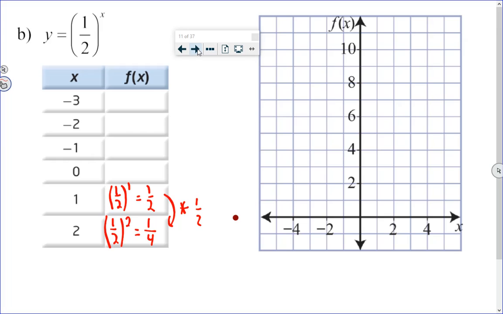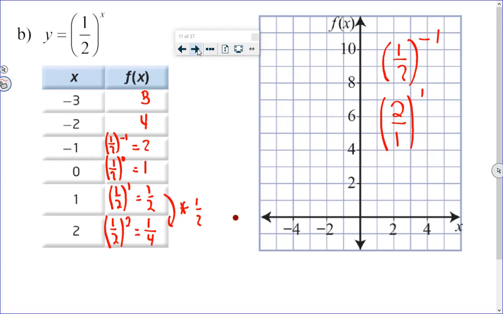If we put in 0, this will be 1/2 raised to the 0, which is 1. This will be 1/2 raised to the -1. What does that mean? 1/2 raised to a -1 means 2 over 1 raised to the +1. That's the meaning of a negative exponent. We flip it over. So we end up with 2. We're going to end up with 4, 8.